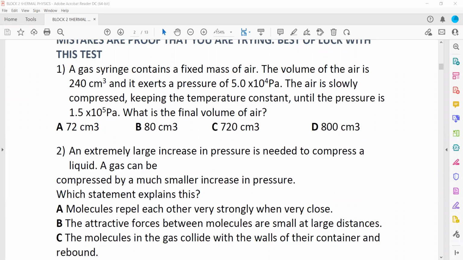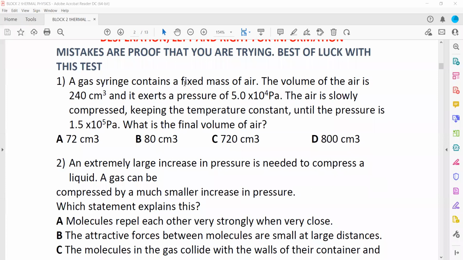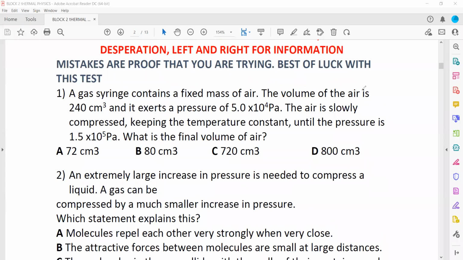So they have to use Boyle's law. According to Boyle's law, we have the formula P1 V1 equals P2 V2. So P1 is the first pressure. The first volume is V1. The second pressure is P2. And the second volume we don't know. So when we substitute the values, we'll get 80 cm cube.